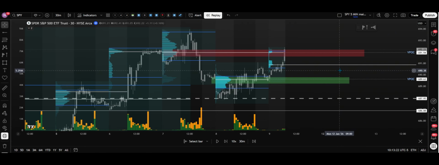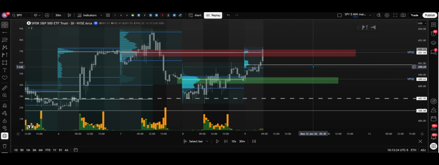Erase some of this stuff to make the visibility a little more clear. We can make a plan based on this, right? Technically this one was tested in pre-market, so that's good. It can always come back down to it. There's a potential for this to break this point of control like it looks like it's already doing, test it from the top, and we might be off to the races.